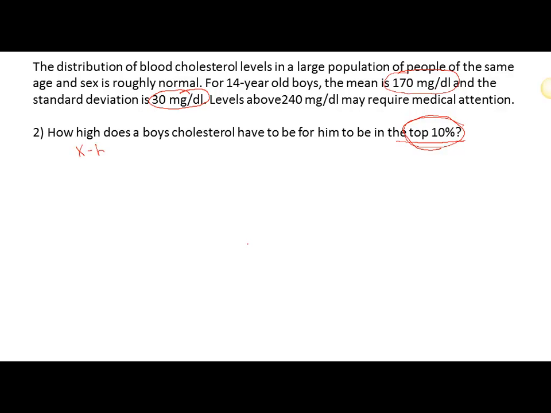So I'm just going to start by writing down again what I have here. X represents blood cholesterol levels for 14-year-old boys. It tells us that X follows a normal distribution with a mean of 170 and a standard deviation of 30. So now I'm going to go ahead and sketch a picture of what it is that I'm trying to find here. So here's my normal distribution. If you watched the first video about the regular problem, I explain a little bit more about where I'm coming up with all these numbers that I'm writing down here.